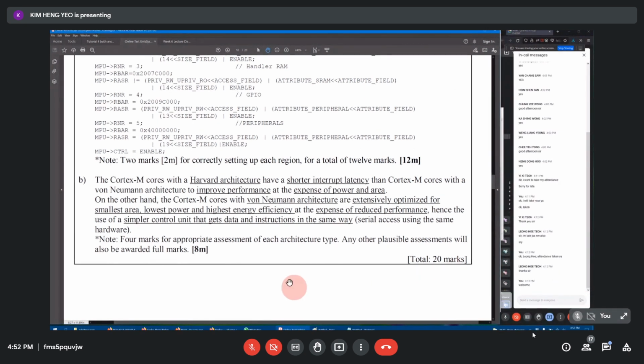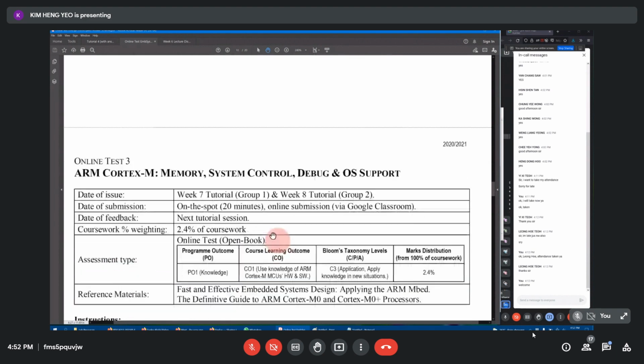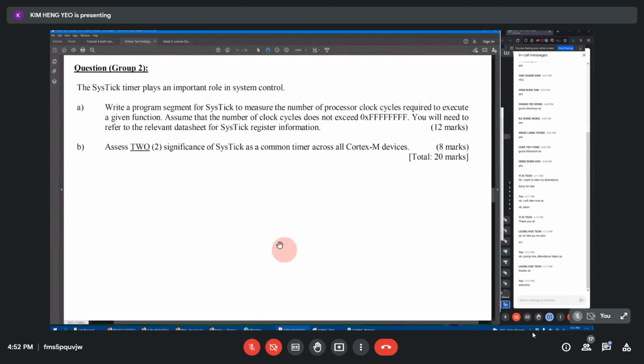Okay, now let's move on to the next question. Right, so now you can print screen this. So this question is on the SysTick timer. So what do we want to use the SysTick timer for? Okay, you are now asked to write a program segment.